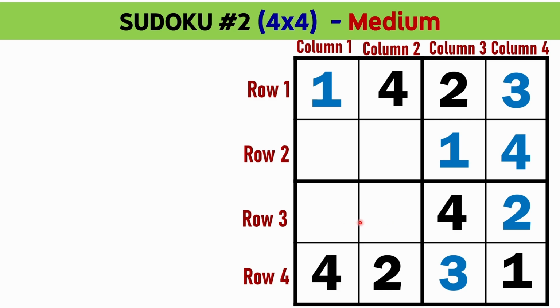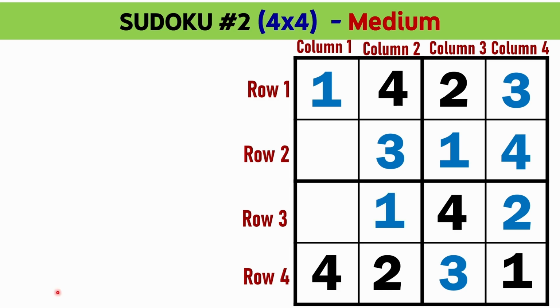So let's try to solve this by observing the rows and columns. In column number 2, we already have 4 and 2. In row 2, we already have 1 and 4. So the missing number here is 3. In this column, we already have 4, 3, and 2. That means the missing number is 1. So we now have 4, 3, 1, and 2.